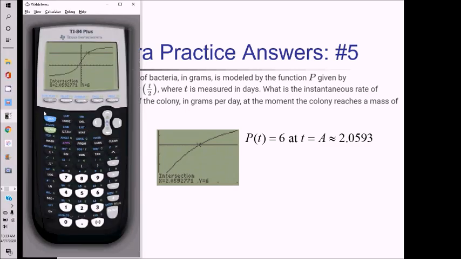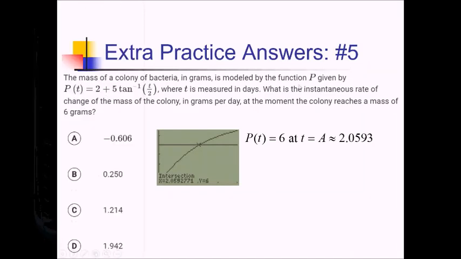So let me quit out of here, and I'm going to press the store button and then alpha a, and now I've stored that magic time as a, so I can use it whenever I want by just doing alpha a and pressing a. Cool. What do I have to do with this time? Well, I wanted to know the instantaneous rate of change of the mass of the colony. So I need to plug this value into p prime.